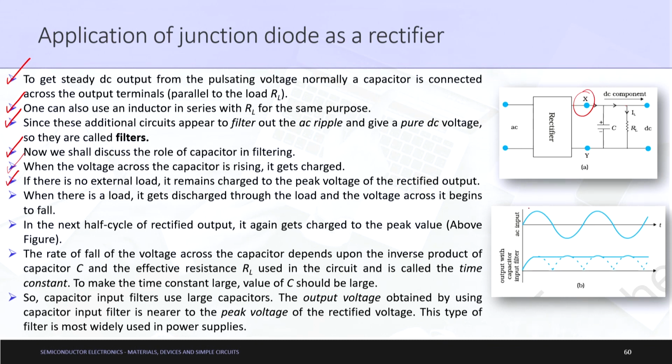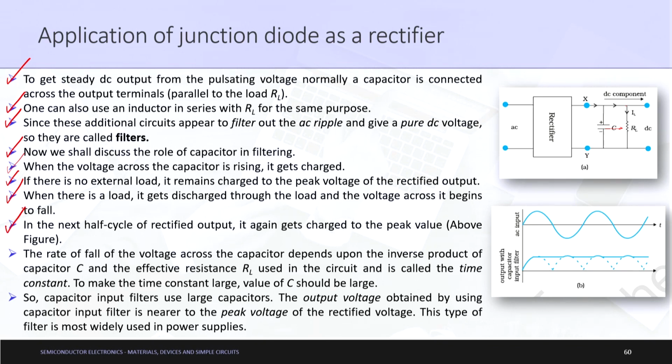What is the rectified output? This is the peak voltage of the rectified output. Now, when there is a load, let us say we add this load up here, it gets discharged through the load, and the voltage across it begins to fall, because the charge is being passed to this resistor, or what we can say is a load.